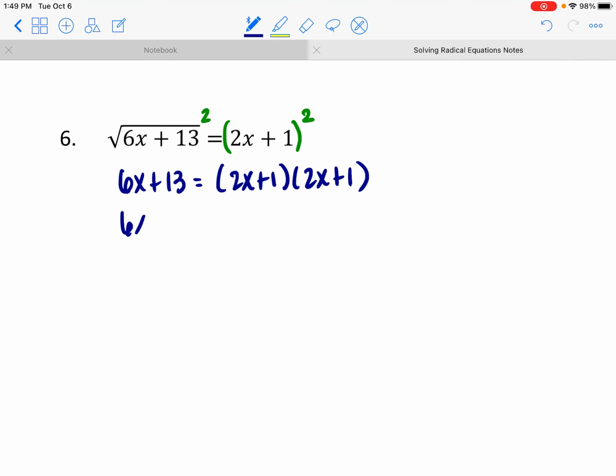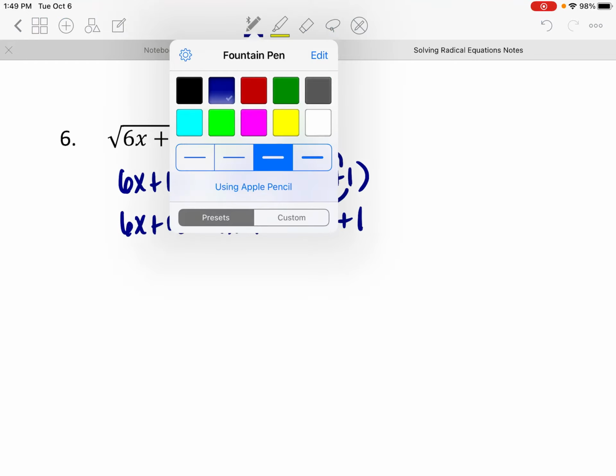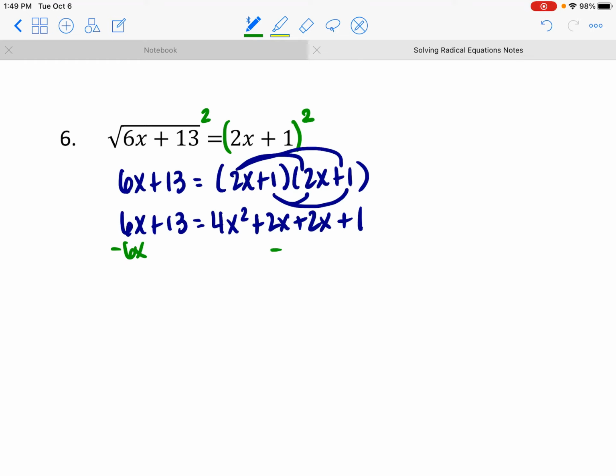So now I have 6x plus 13 equal to 4x squared, a 2x, another 2x, and then a plus 1. And you can see the resulting equation is going to be quadratic, so we're going to solve different than we would solve a linear equation, which is what we had left in all the others. So quadratic, we're going to solve by factoring for now. So we want to get everything on one side and equal to 0. So I'm going to subtract over the 6x's and subtract over the 13 to cancel these guys out.